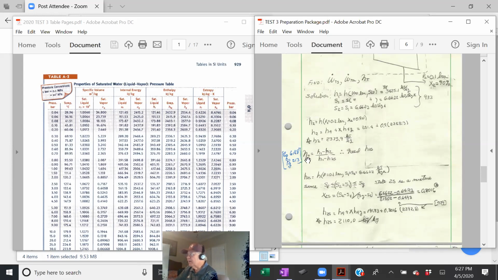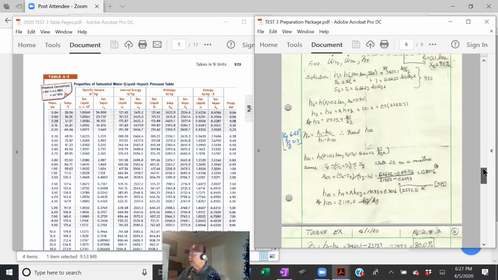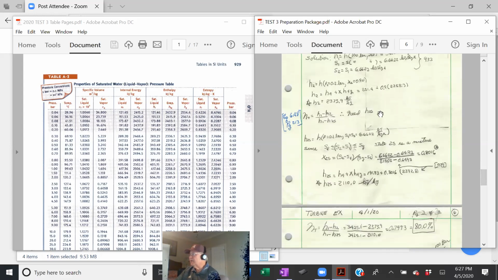So I know the isentropic turbine efficiency equation is H1 minus H2 over H1 minus H2S, but I don't have H2S. How can I calculate H2S? Well, what do I know about S1 and S2? For the constant entropy line, S2 is equal to S1. I looked up S1 up here, it is 6.6622, so I know that's also equal to S2.